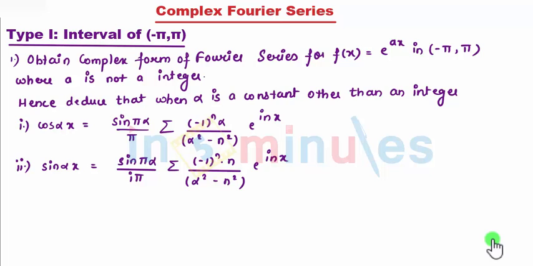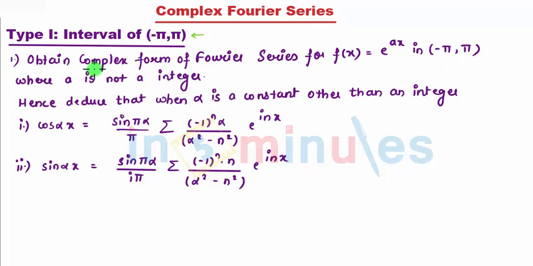So we will start with type 1 in complex Fourier series. So sums of complex Fourier series type 1, that is for minus pi to pi. The sum which I am taking now is very important because this sum is going to link with the further 2 to 3 sums. So please understand this sum very well.